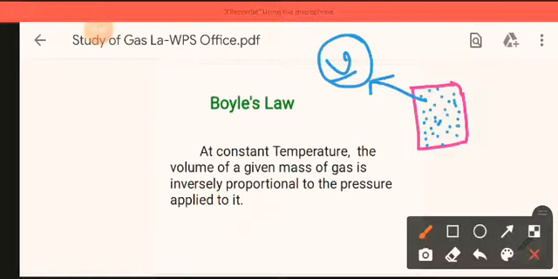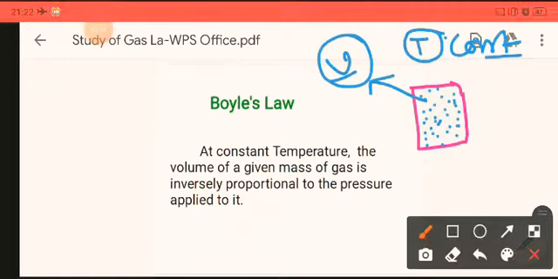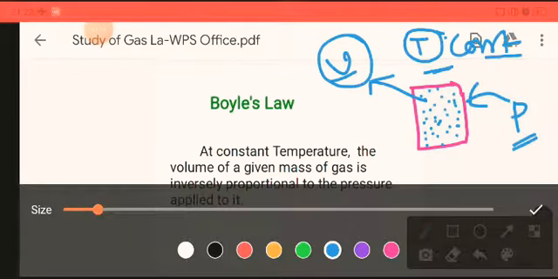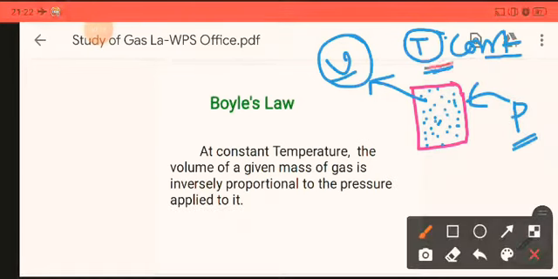The temperature is T, and at constant temperature the temperature stays constant. The pressure applied to it is P. So at constant temperature T, the volume of the gas in this container is V, and this volume is inversely proportional to P, the pressure applied to it.